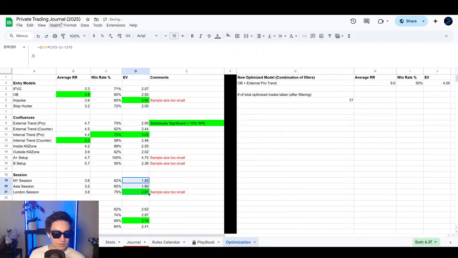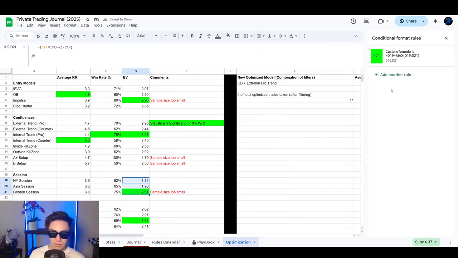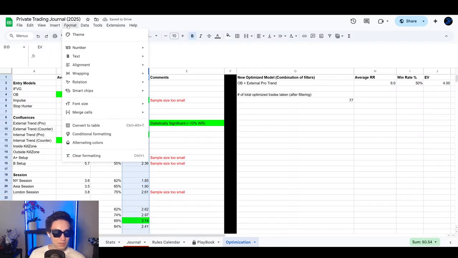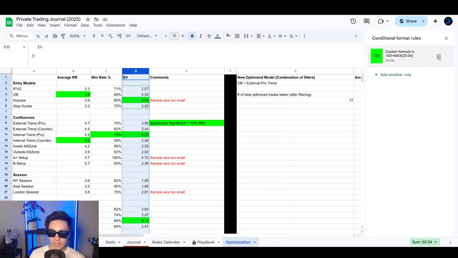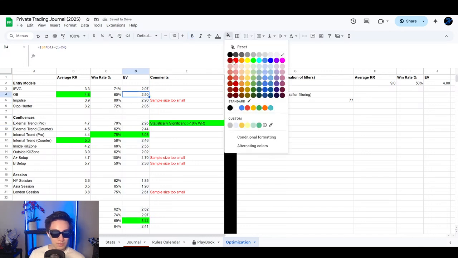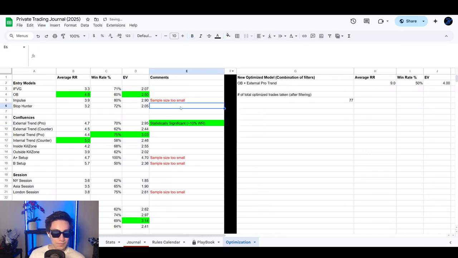I did use conditional formatting here. We'll get rid of all the conditional formatting because there are some glitches with that, until I fix it. So we'll mainly do this. Sample size too small, we select that. Sample size is too small, we ignore these. The next biggest is 3.03.